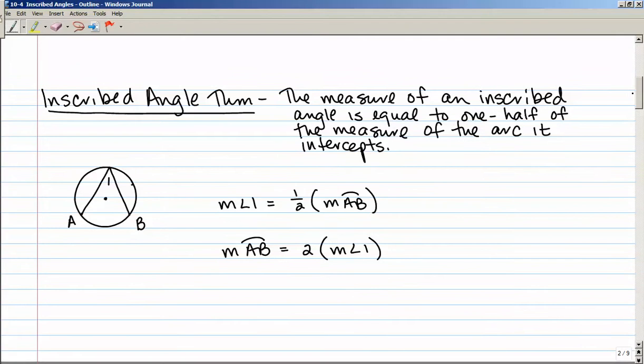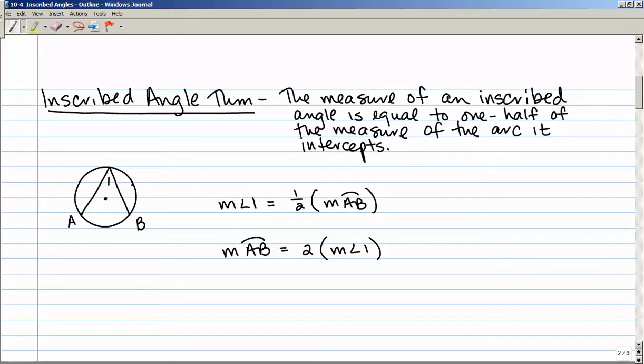The inscribed angle theorem says that the measure of an inscribed angle is equal to 1/2 of the measure of the arc it intercepts. The measure of the angle is 1/2 of this arc. So the measure of angle 1 is going to be 1/2 of the measure of arc AB. And conversely, the measure of arc AB is going to be 2 times the measure of angle 1.